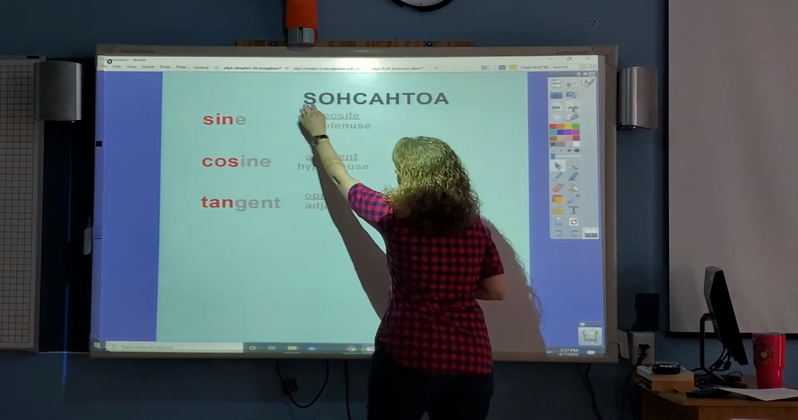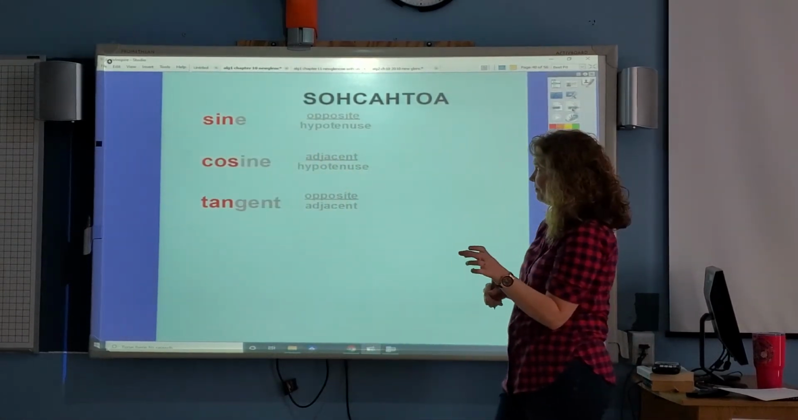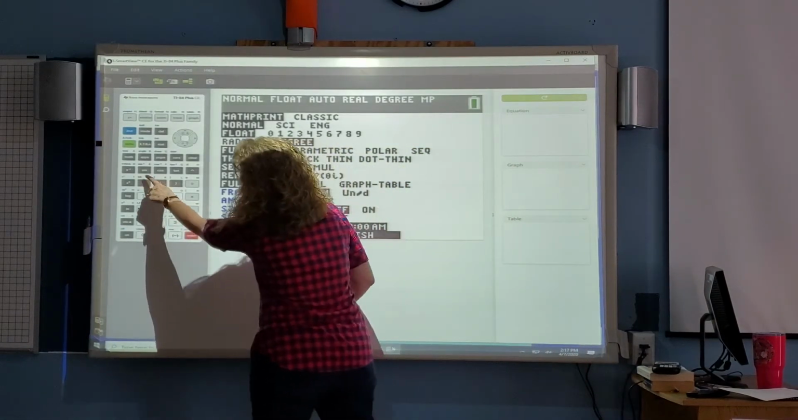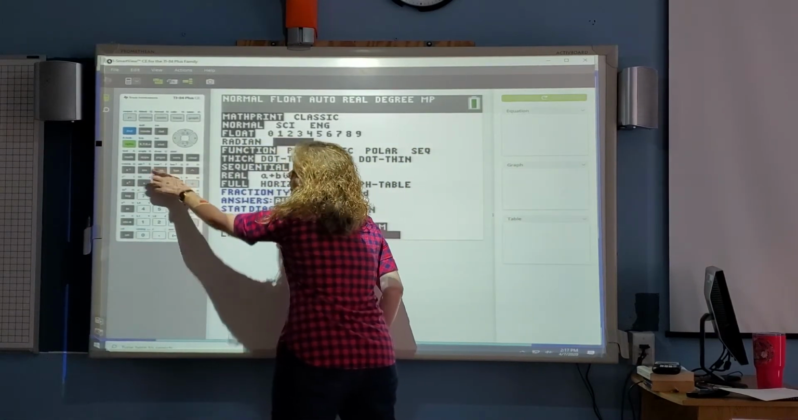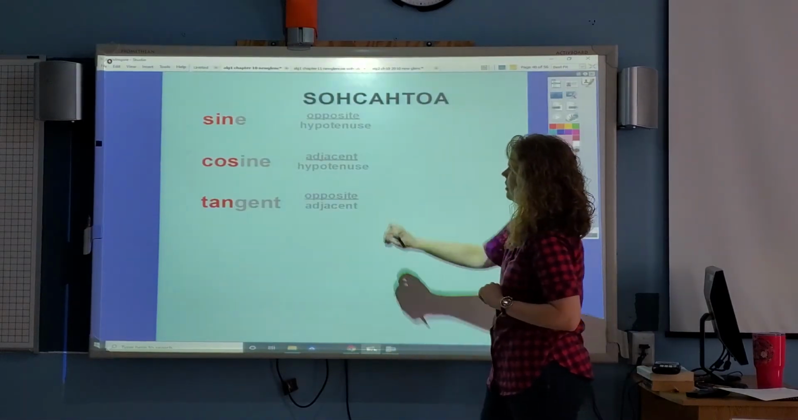That's S. Sine, by the way, you'll see that on your calculator. There's a sine button. In fact, I can show that to you really fast. Right here. All three of them are located right here: sine, cosine, and tangent. So we're going to go through their definitions here.